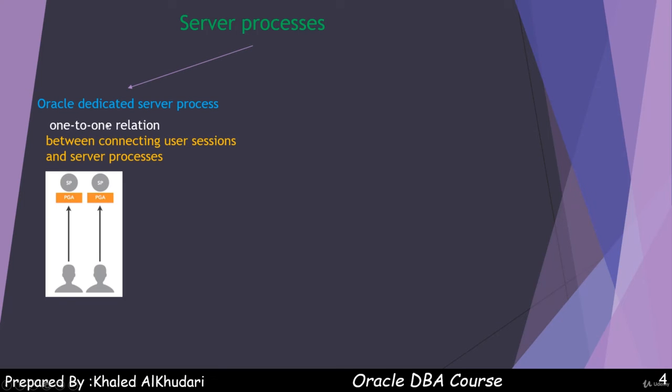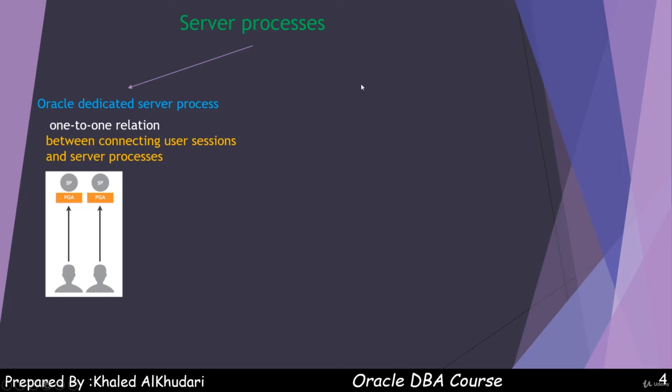Okay. Now, for the server process, we have two types. We have the Oracle dedicated server process, and here I have a one-to-one relation between connecting user sessions and server processes. So in this example, if I have two users connecting to the database, this means I have two server processes. Now suppose that I have 1000 users connecting. This means that I have 1000 server processes. Actually, this is not efficient.